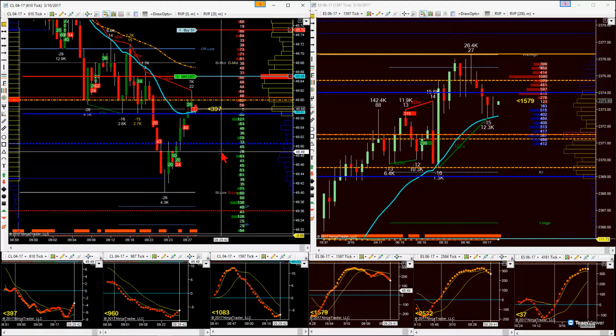Equities open is in 20. I can't believe it's only been a half hour. With all the movement we've had this morning, I feel like I've been trading for half a day.